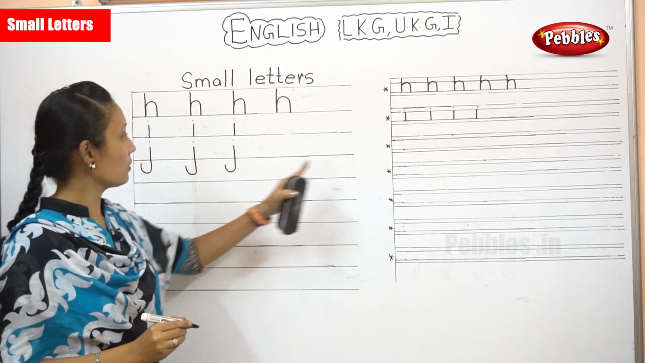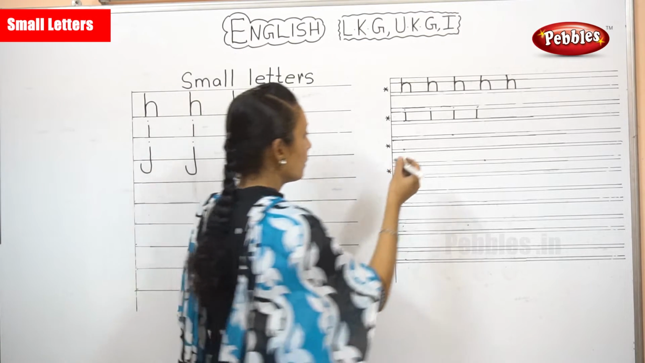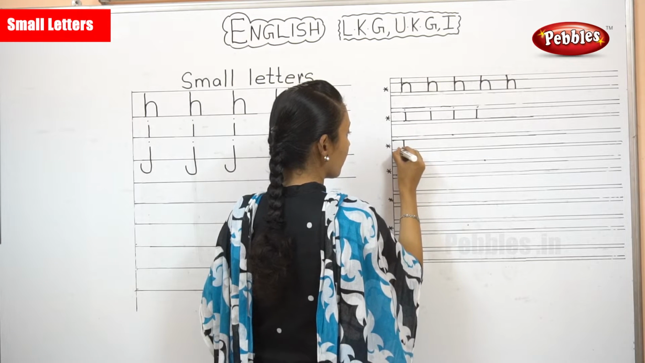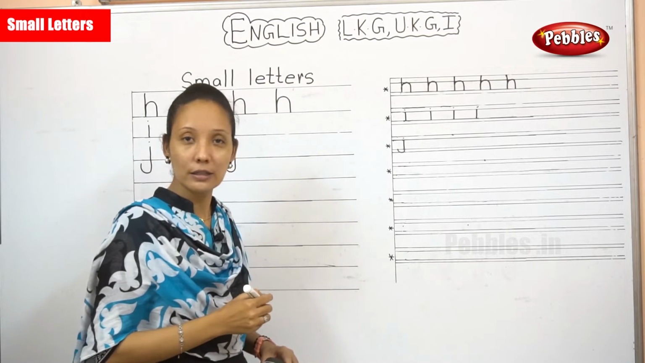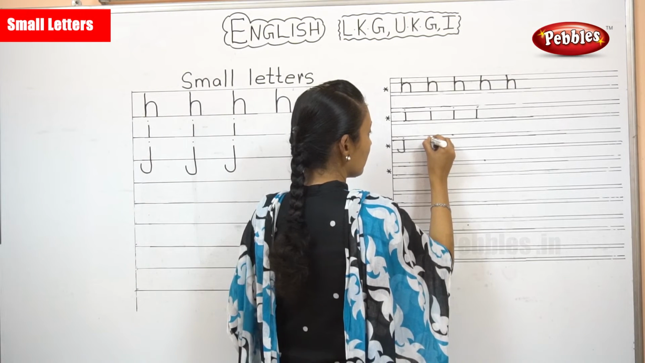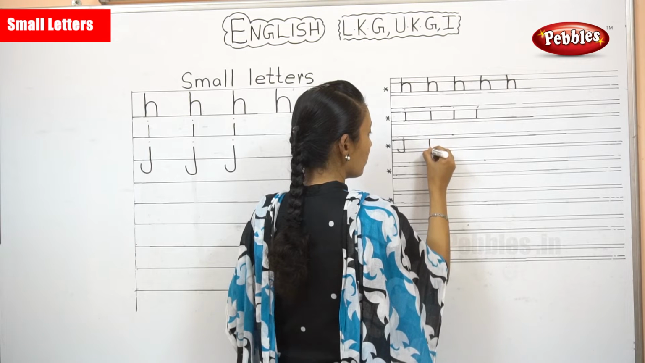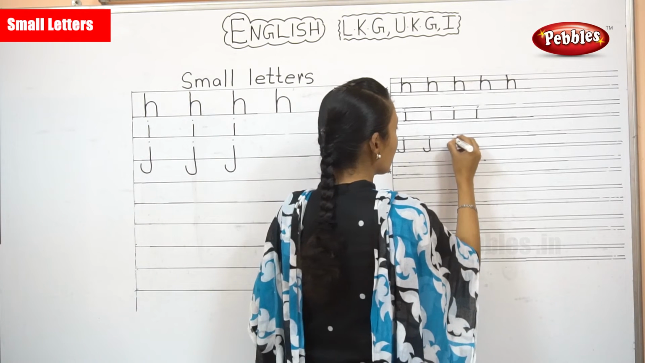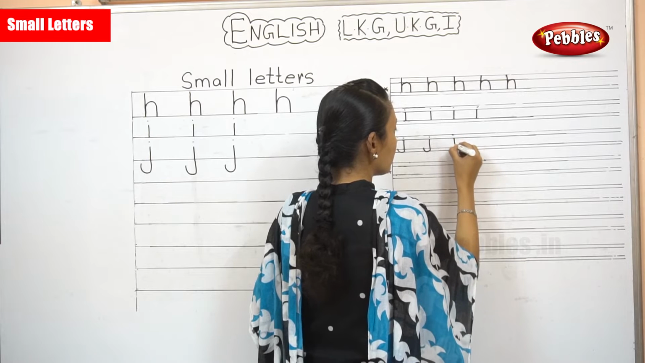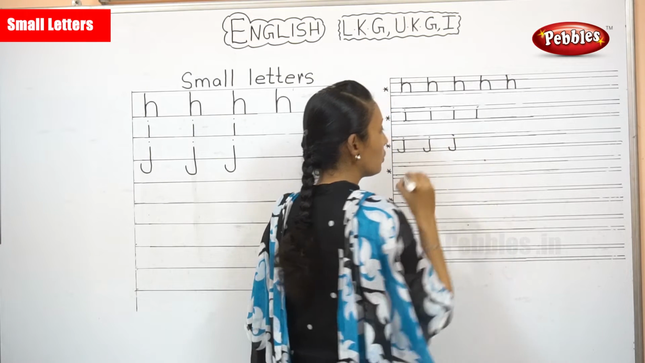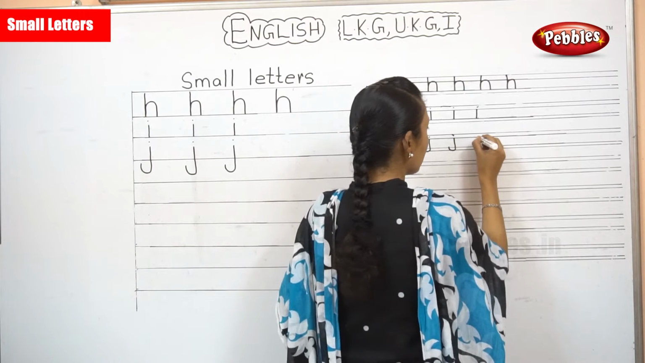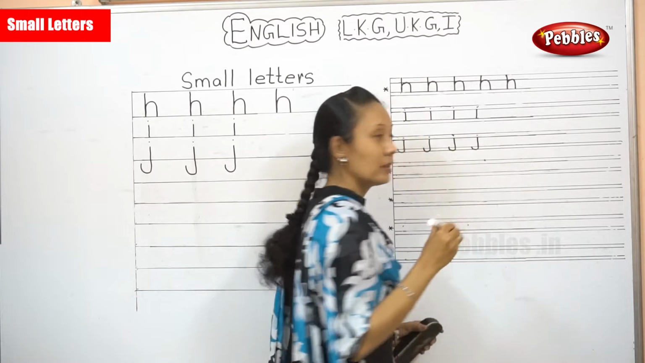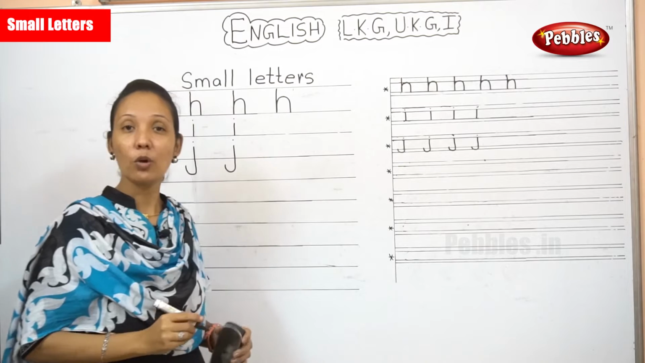Now shall we see how to write this j on your 4 line? You begin here, come down, and a dot. This is small j. Again, start, come down, and a curve, small j. Come down, small j. Again, come down, small j.